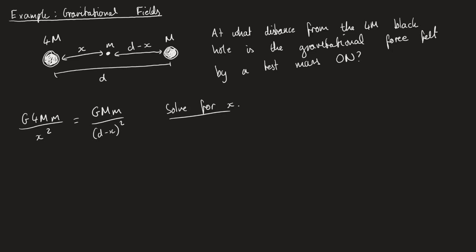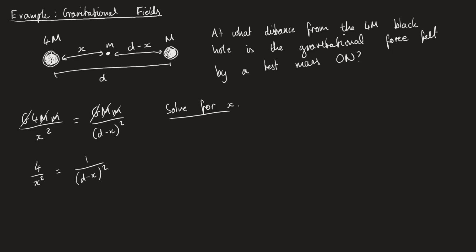But what we can see in this case now is from this expression, we want to try and simplify things. We want to try and make the answer to this as simple as possible. So we can see there's a g on both sides because that's a constant, so we can cancel out a g. We can see there's an m on both sides, so we can cancel out an m. And we can see there's a small m on both sides, so we can cancel out the small m. So now we're just left with 4 over x squared is equal to 1 over d minus x all squared.